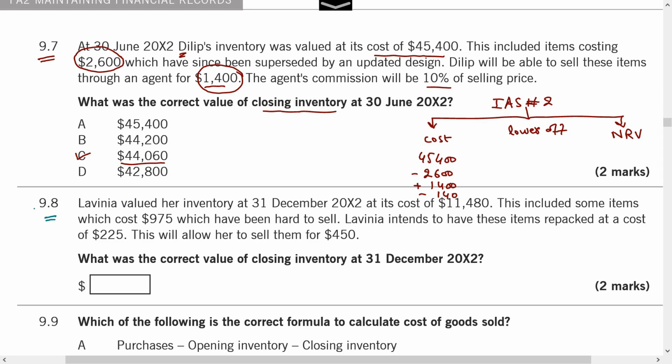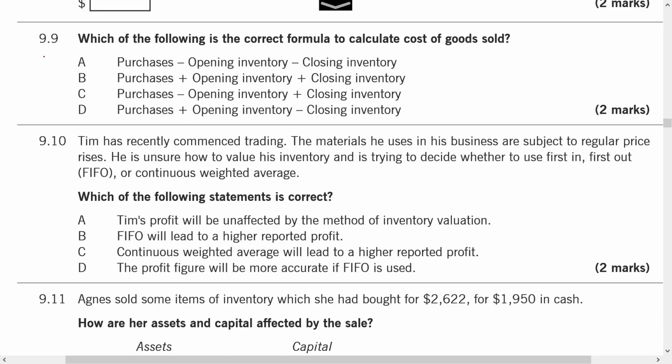Now next we have question number 8. The method to solve this question is similar to question number 7, so you are required to do it by yourself. Now next we have question number 9. It is a very straightforward question. Which of the following is the correct formula to calculate cost of goods sold? So it is opening inventory plus purchases minus closing inventory, which is D.